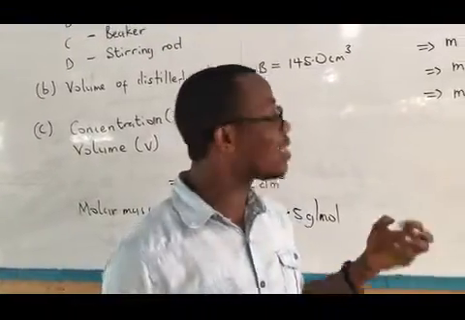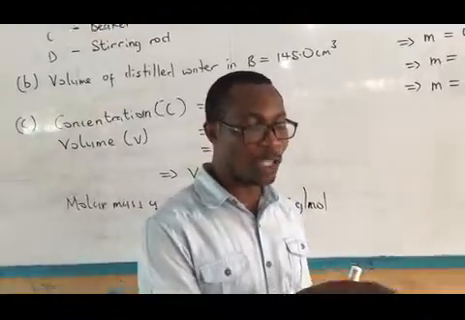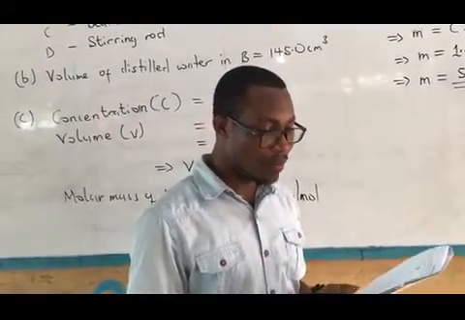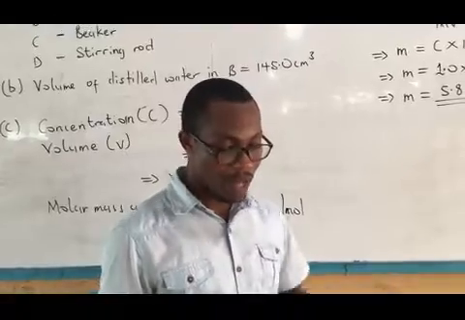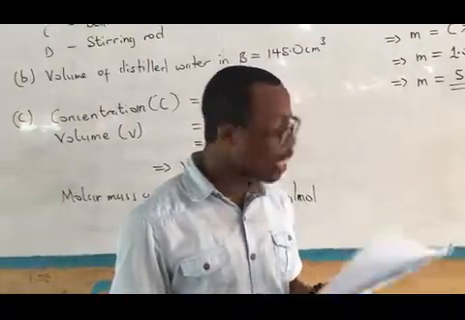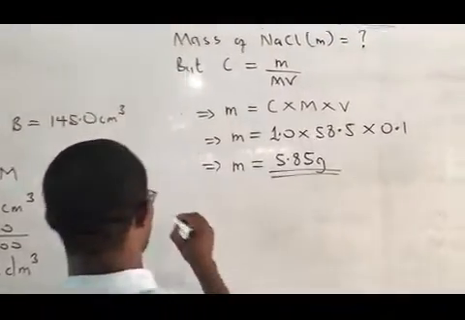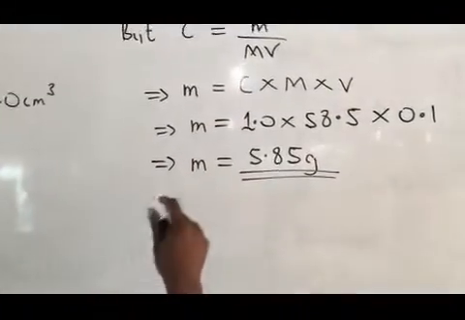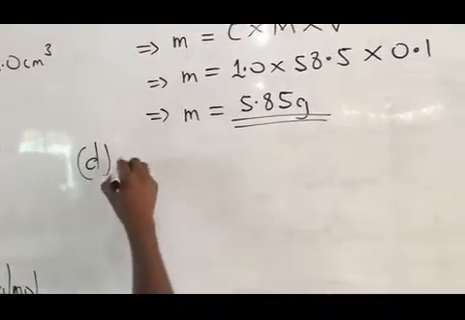Okay, so that's the process involved in the preparation. You can see that some of the apparatus mentioned in the description are actually not part of the diagram of the glasswares indicated in the diagram, but those ones are also used in the preparation. Okay, so let's put that down. Question D. So 1.